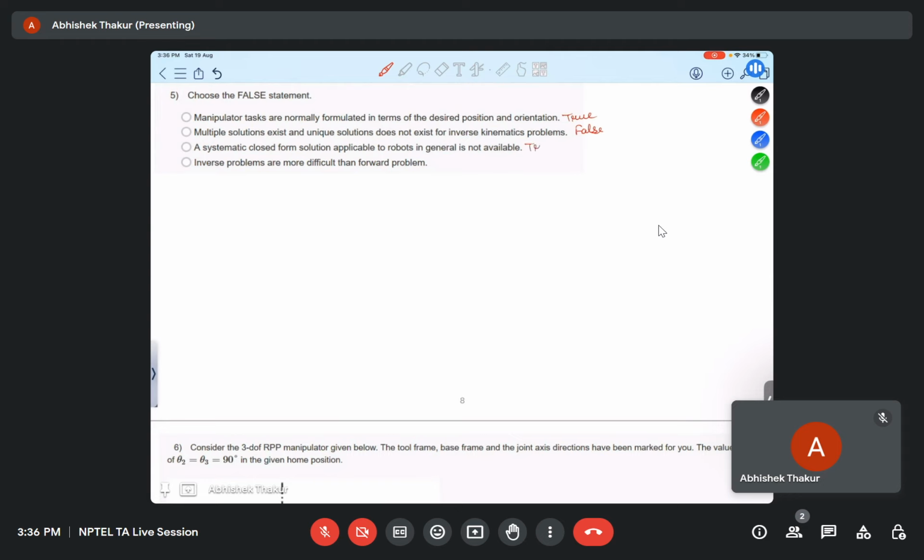This is true because a general solution is not available for this kind of robotics. You can check the coordinate axis yourself. Inverse problems are more difficult than forward problems. This is also true. So in this question, option B is correct.